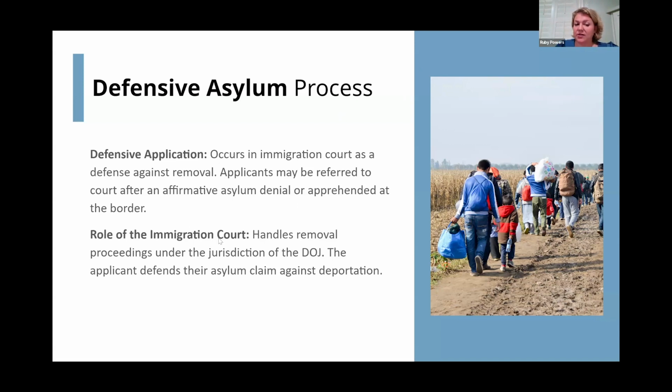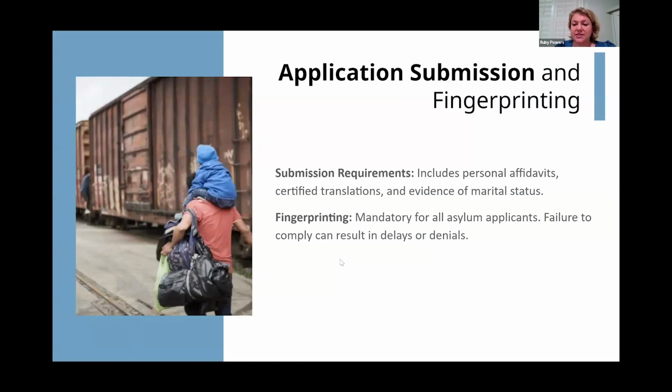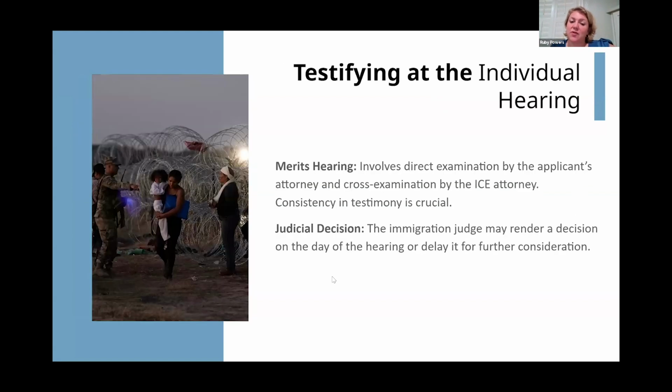The immigration court handles the proceedings. It's under the jurisdiction of the Department of Justice. The Executive Office for Immigration Review is under the DOJ. So you would submit the application, and you would get the fingerprint request. It's important that that is done before you have the hearing and that you do everything on time. You'll generally have a master calendar or a scheduling order, and you'll have a merits hearing.